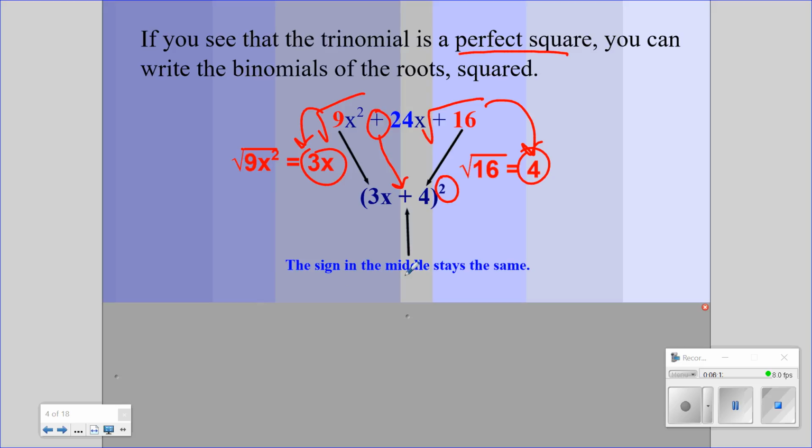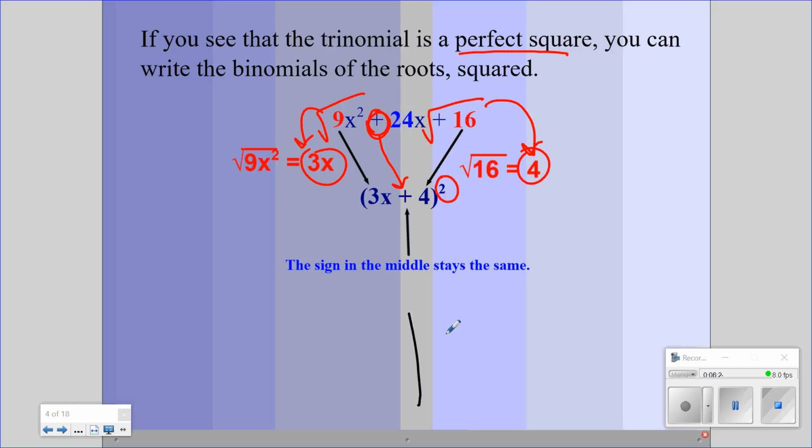So the sign in the middle always stays the same as whatever the middle term sign was in the original trinomial. And here we factored. Now the thing with perfect square trinomials is you can use the trinomial with a coefficient method to factor this. This is a shortcut that we're learning today.